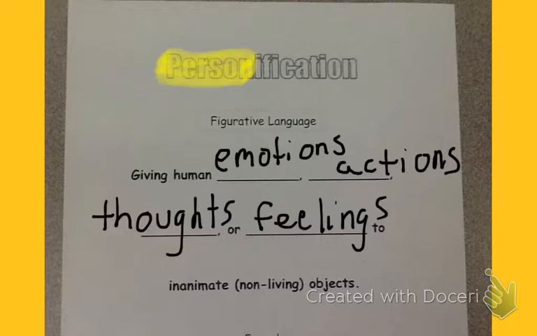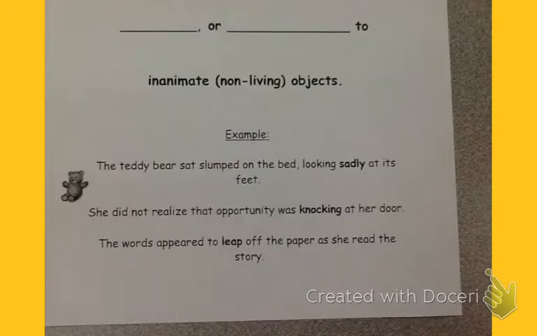So we might give a rock the emotions of a human. We might give a plant feelings. Basically, you're giving the attributes of a person to something that's not a person. You're making something not a person into a person. For example, the teddy bear sat slumped on the bed, looking sadly at its feet. A teddy bear cannot be sad. It doesn't happen. That would be a fantasy story. However, we are saying that the teddy bear is being sad just like a person would be sad.